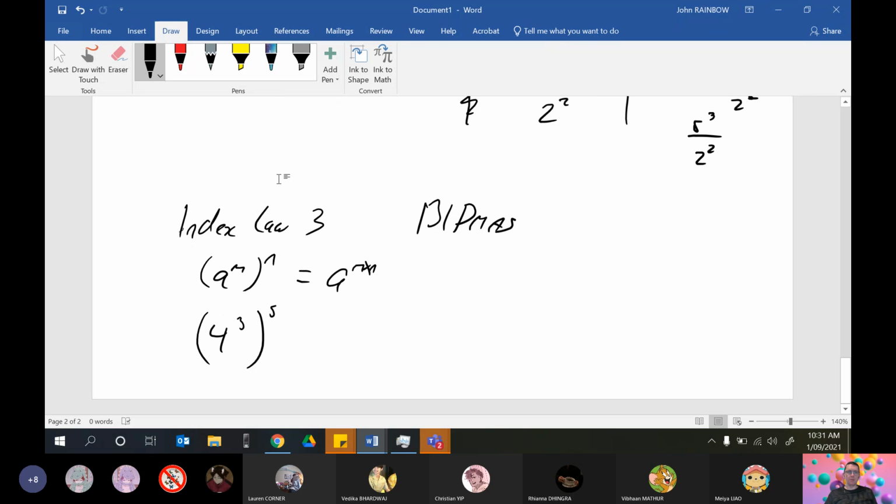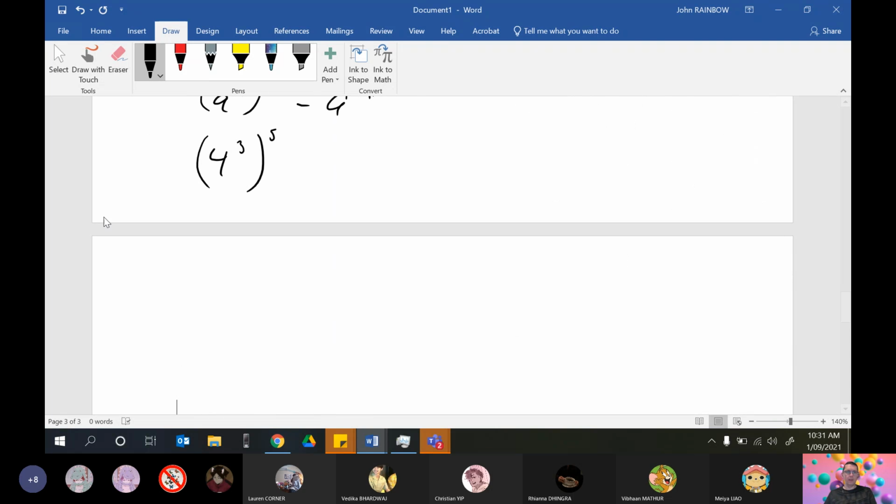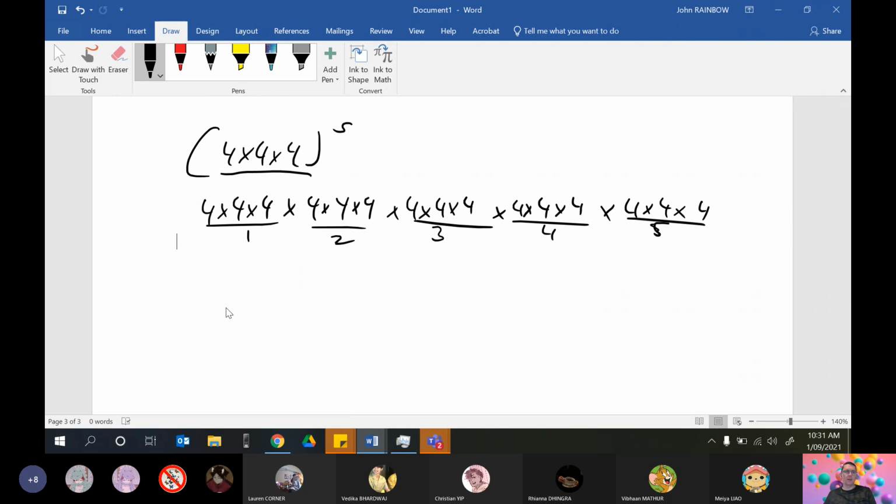Once I've done my brackets, then I'll do my indices. So if I think about this in terms of an expanded law, it's actually going to be 4 cubed times 4 cubed, and all of this is done to the power of 5. So it's going to be, that's one of them. That's 2 of them. That's 3 of them. That's 4 of them.